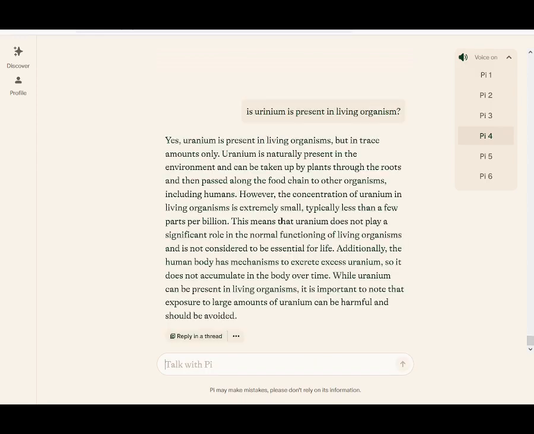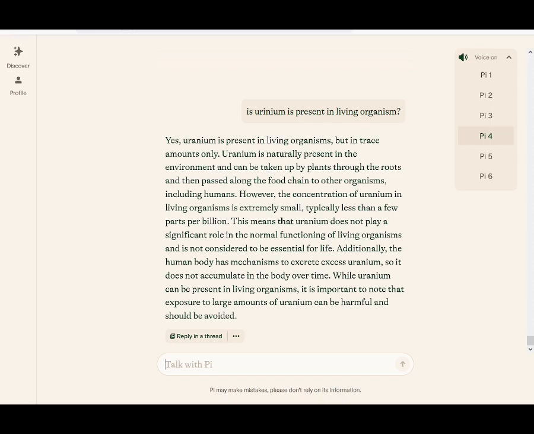Yes, uranium is present in living organisms, but in trace amounts only. Uranium is naturally present in the environment and can be taken up by plants through the roots and then passed along the food chain to other organisms, including humans. However, the concentration of uranium in living organisms is extremely small, typically less than a few parts per billion. This means that uranium does not play a significant role in the normal functioning of living organisms and is not considered to be essential for life.